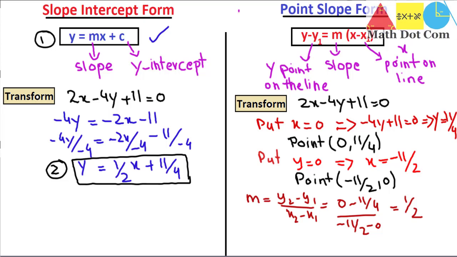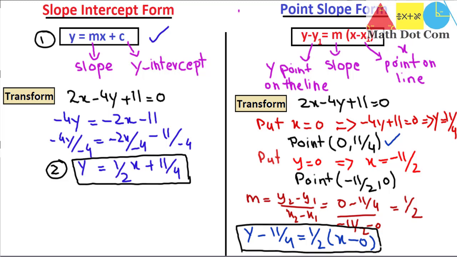Once we have the point and the slope, we can transform the given equation into the point-slope form as y minus y1. We can take any point, so I am taking this point. So y minus 11 by 4 equals m, which is 1 by 2, times x minus x1, which is 0. So this is the point-slope form of the given equation. This is the required equation that we can form. If you are given any equation, you can transform it into the point-slope form in this way. This is one form of the problem.